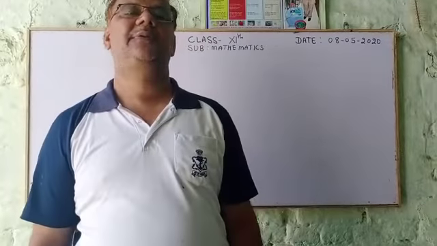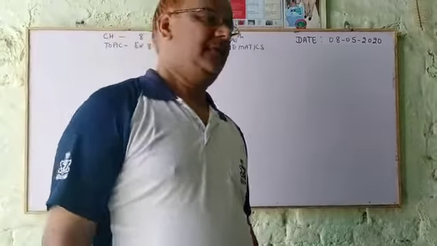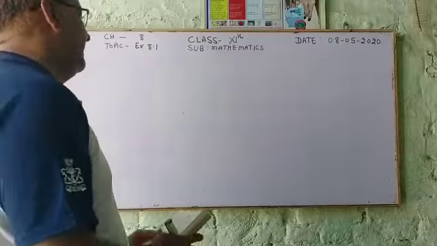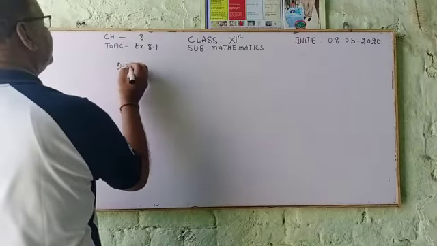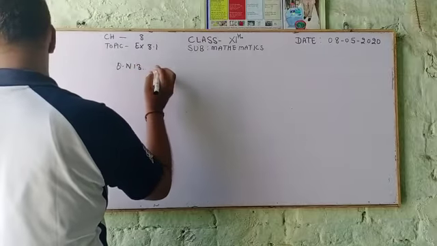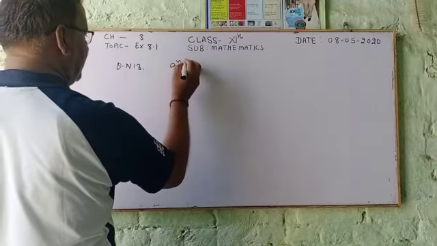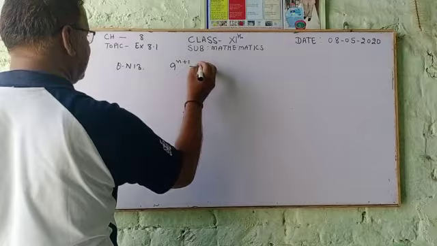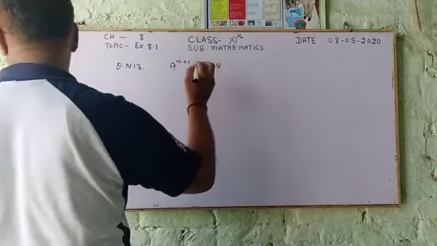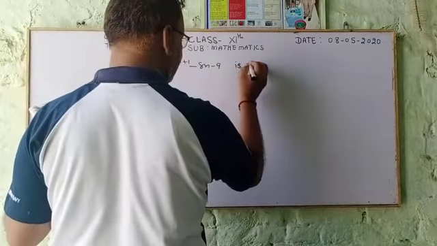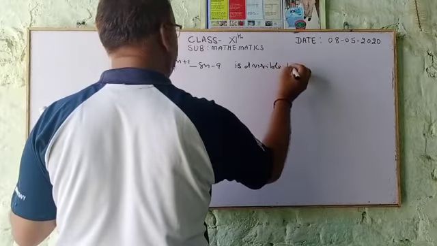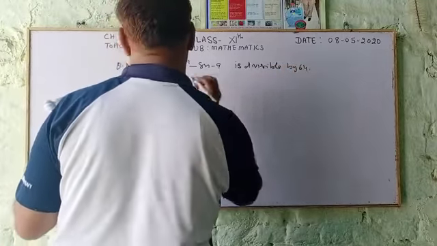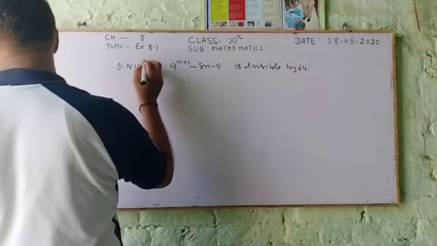I proceed to exercise 8.1 of lesson 8. We are taking question number 13: prove that 9 raised to power n plus 1 minus 8n minus 9 is divisible by 64. Prove this result.